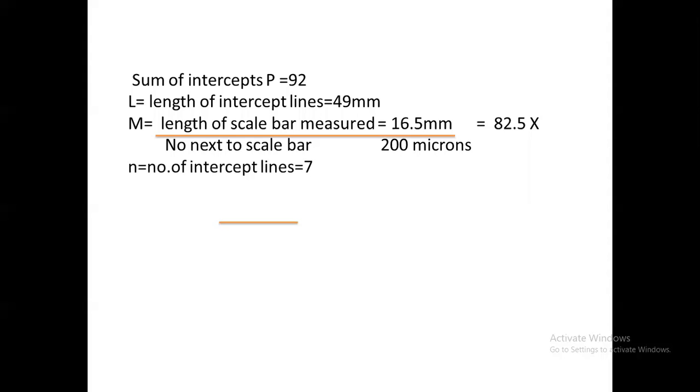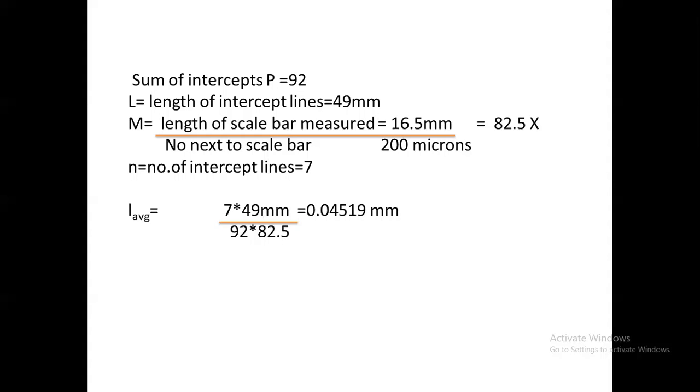And N is the number of intercept lines. Here we used 7 lines, so N equals 7, and the average length is L into N divided by P into M. Here it is 7 into 49 mm by 92 into 82.5. So we get the mean length as 0.04519 mm.